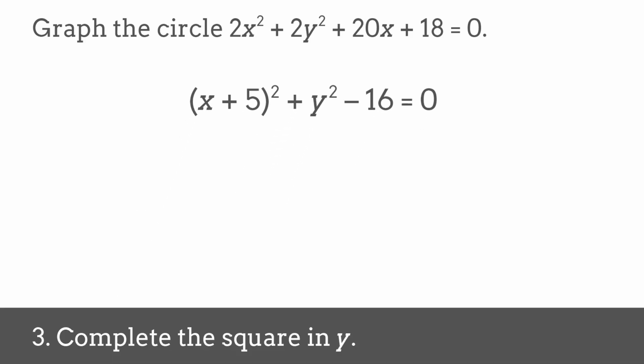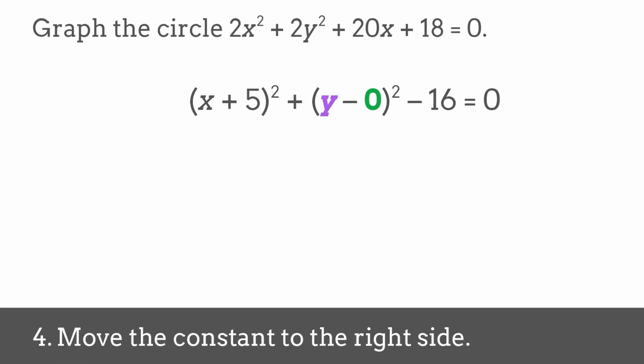Complete the square in y. This time the only term in y is y squared, so we do not actually have to complete the square. We can easily write y squared as (y minus 0) squared. Step 4, move the constant to the right-hand side. We can add 16 to each side, giving us the equation of the circle in standard form.